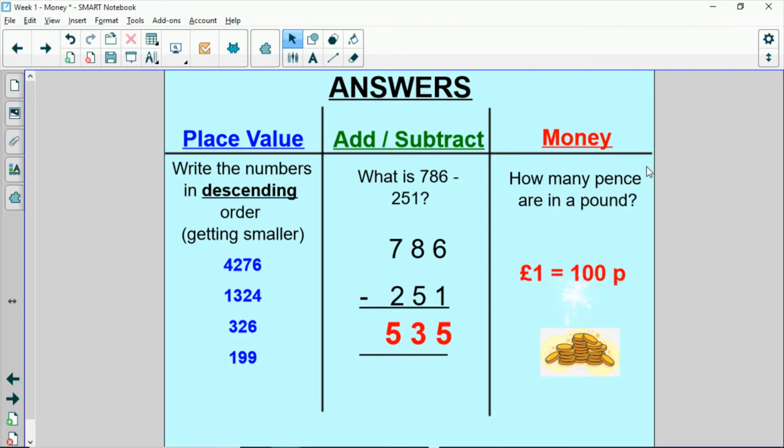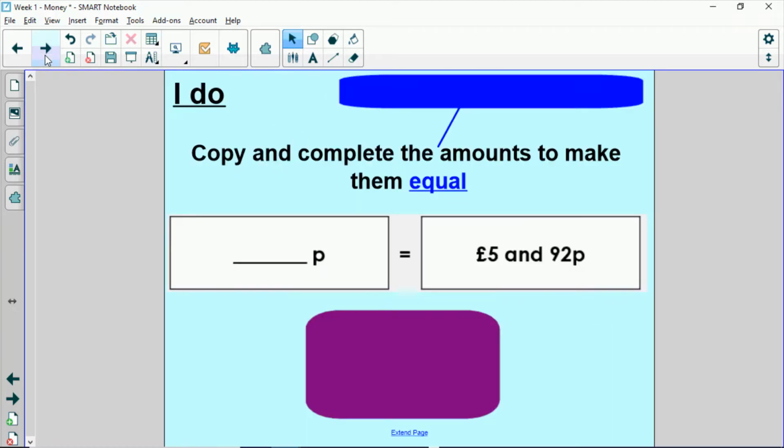And finally, our money question here. Well, there are 100 pennies or 100 pence in 1 pound. Give yourself a tick if you've got that one there. This last question we're going to be using in today's lesson a lot. So let's start with our first question.